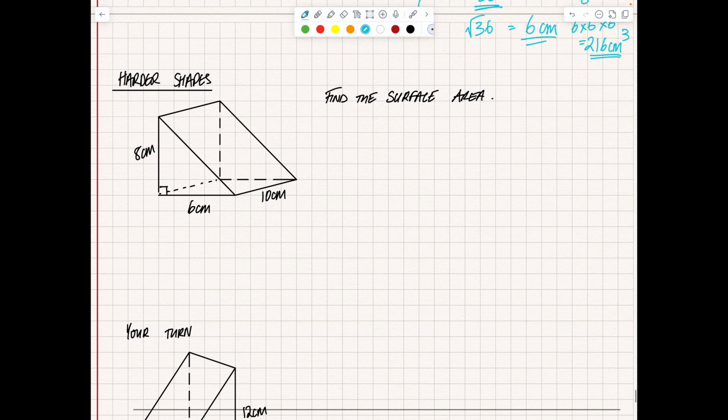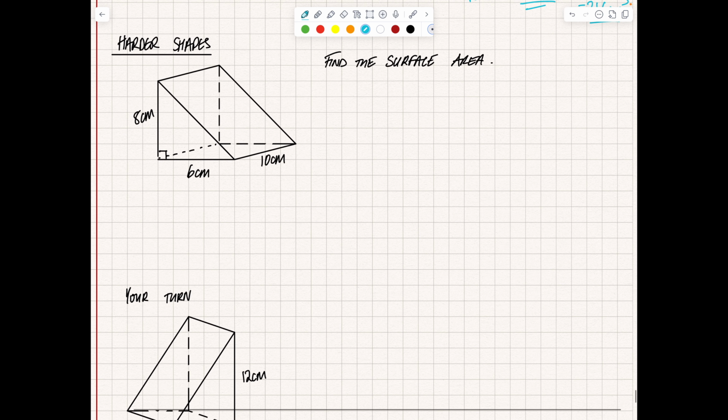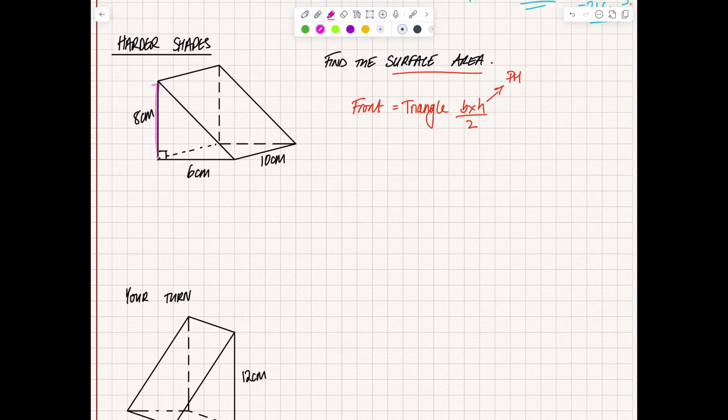Okay, so let's quickly look at a couple of harder examples now. So you can see here, it's a bit different. It's now no longer a cube or a cuboid. What we actually have is a triangular prism. So the concept's the same, area of each face. We've got a front, which is a triangle, so we need to think about how we find the area of the triangle: base times height divided by 2. And remember, the height is the perpendicular height. Okay, really important, the perpendicular height is this bit here.